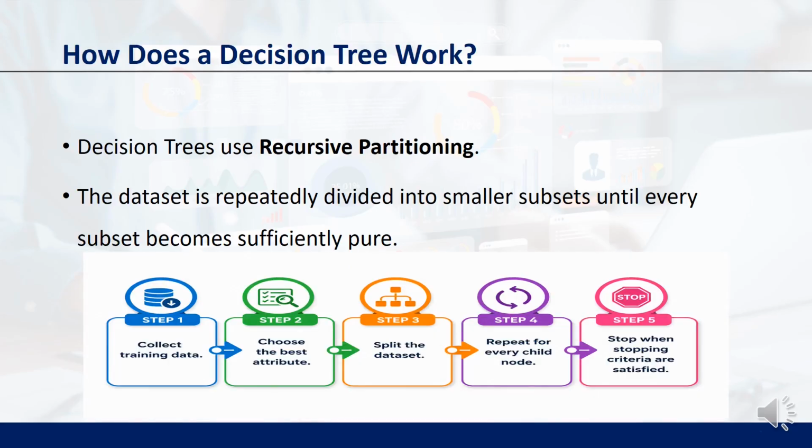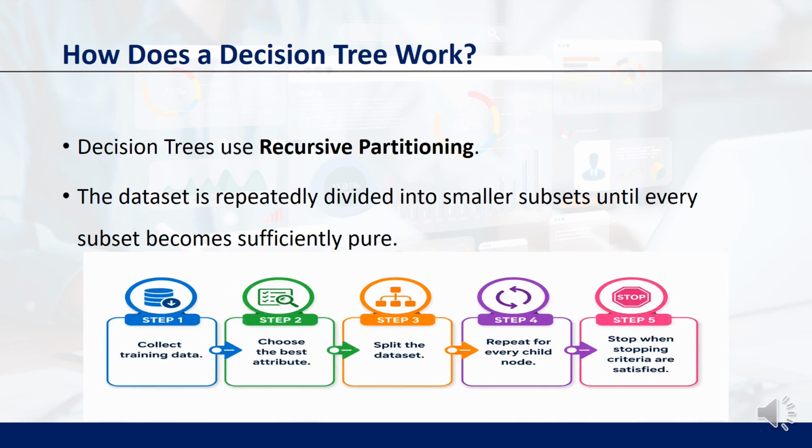How does a decision tree work? Now let us understand how a decision tree actually works. Decision trees use a process called recursive partitioning. This is a very important term. Let us understand it in a simple way.